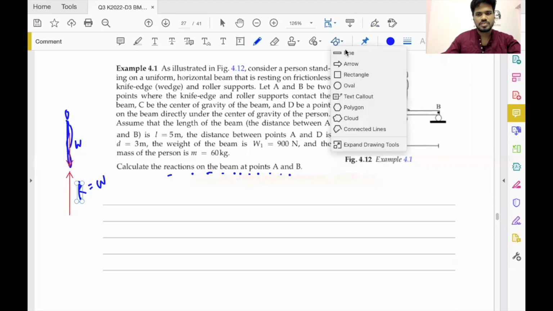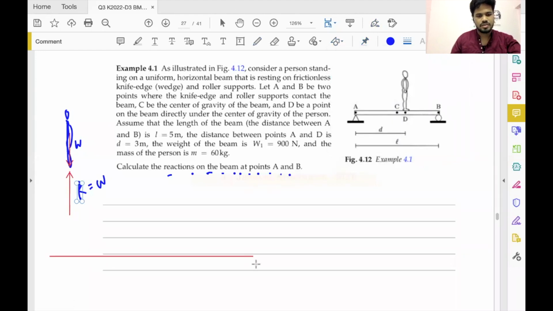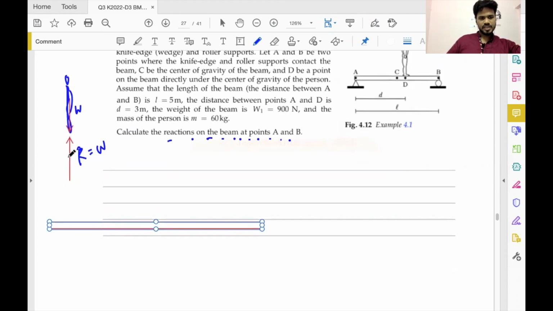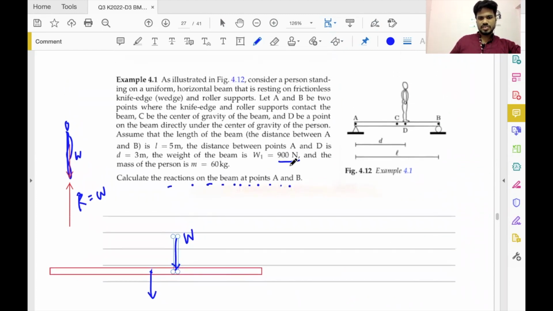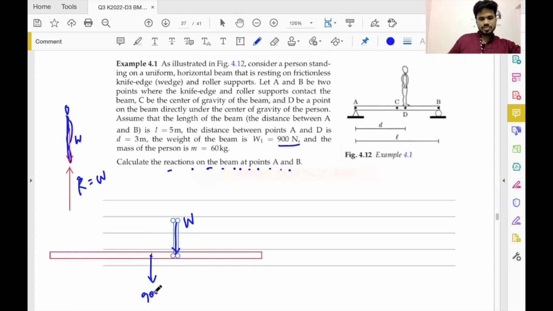Okay. Now let's draw the plank. And notice this comes from force equilibrium, pretty much Newton's second law. The reaction, so if this is action, then its reaction should be somewhere over here. Again, the weight of the person should be there. Then we have the weight of the plank, I suppose. Weight of the beam is 900 newtons. Okay, so this is 900. Weight of the person is 60 into 9.8 newtons. And this is a hinge, this is a pin.